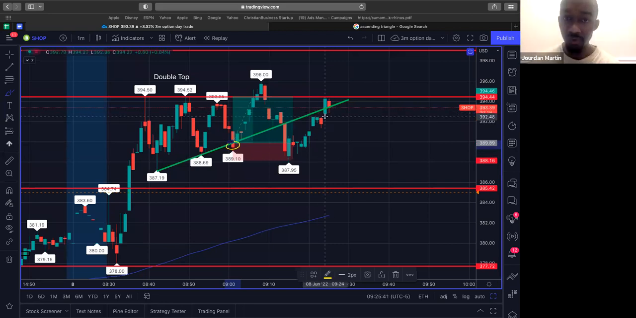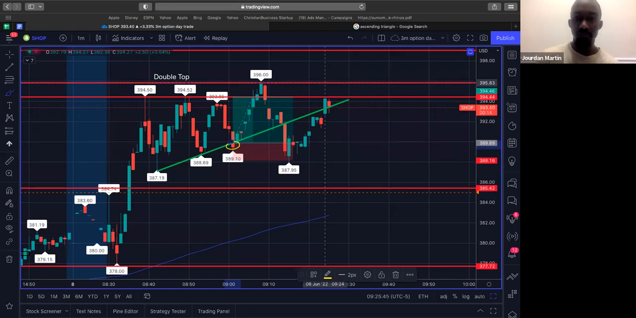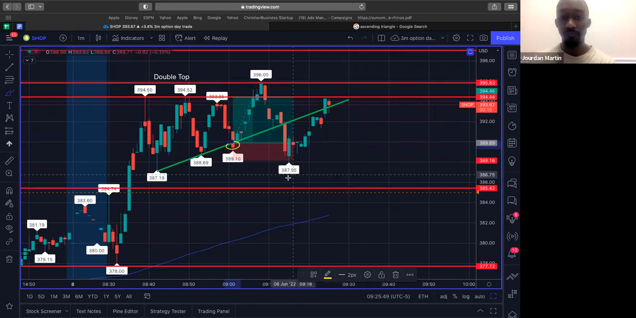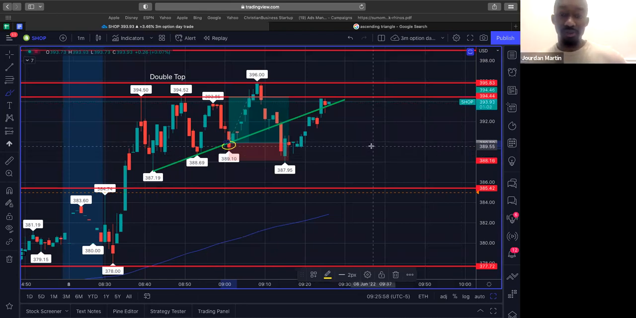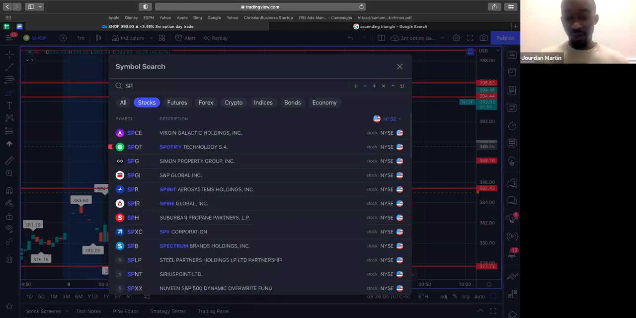If we make a new low. If we make a new high, it doesn't necessarily mean too much because we need to break above this level as well. Overall, I think I would rather go calls than puts, just because of the overall trend on Shop right now. I'm feeling bullish on Shop. So I would rather look for calls here. We're going to swing back to SPY real quick.